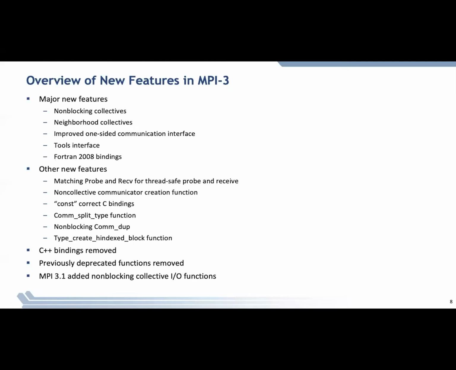There was an interface added for tools, that is for debuggers and performance tools, to be able to access some internal features of an MPI implementation or internal parameters and so forth in a portable way. And the bindings for Fortran 2008 were added. And there were a few smaller features as well. MPI 3 also removed the C++ bindings that were added in MPI 2, but you can still use MPI from C++ via the C bindings.